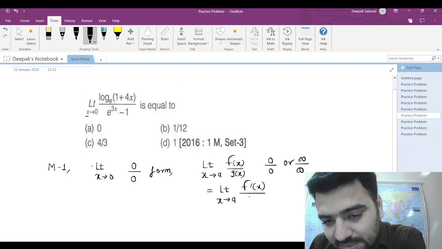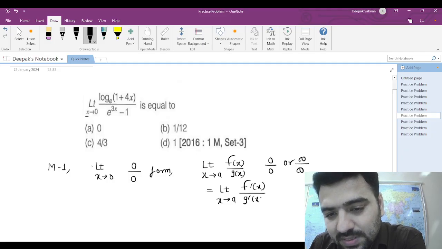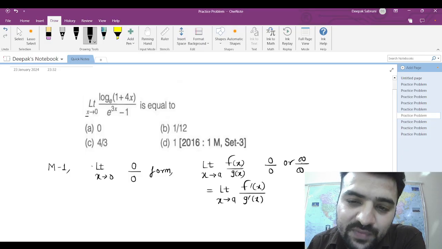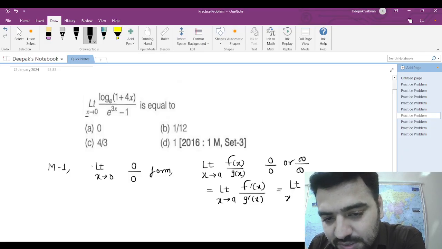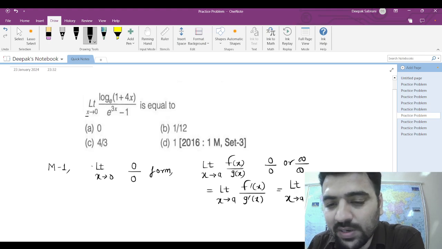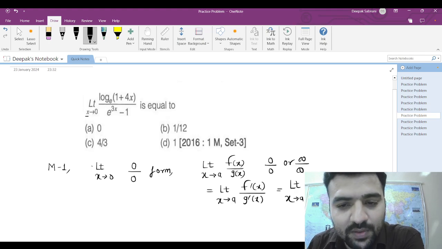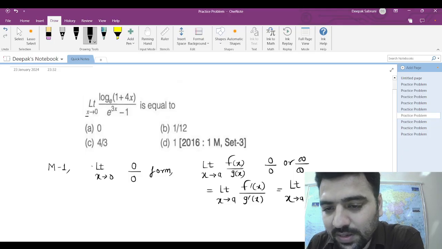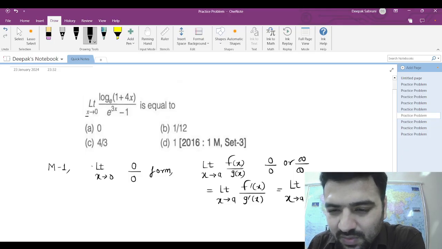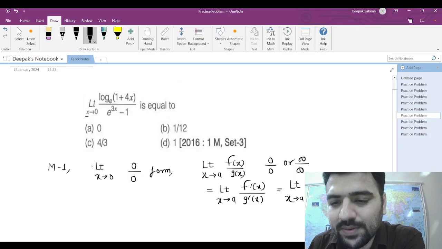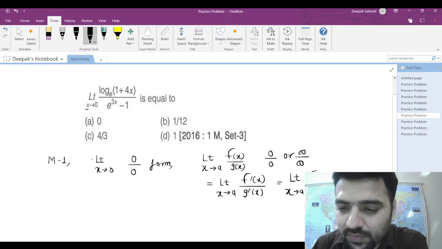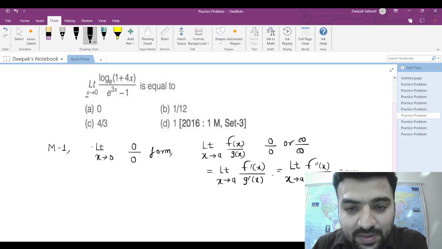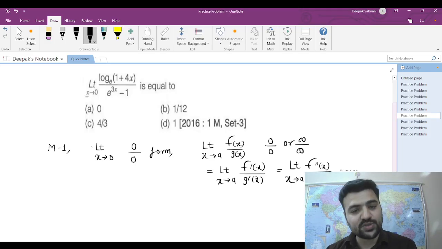One time you differentiate to get f dash x, g dash x. Suppose you are again getting 0 by 0 or infinity by infinity, you can again differentiate it. And this process you can repeat n number of times till you are getting a finite or a definite answer. Till you are not able to evaluate the limit, you can follow this process, right? So that is the L'Hospital method. So now we are getting a form where we can apply the L'Hospital rule.